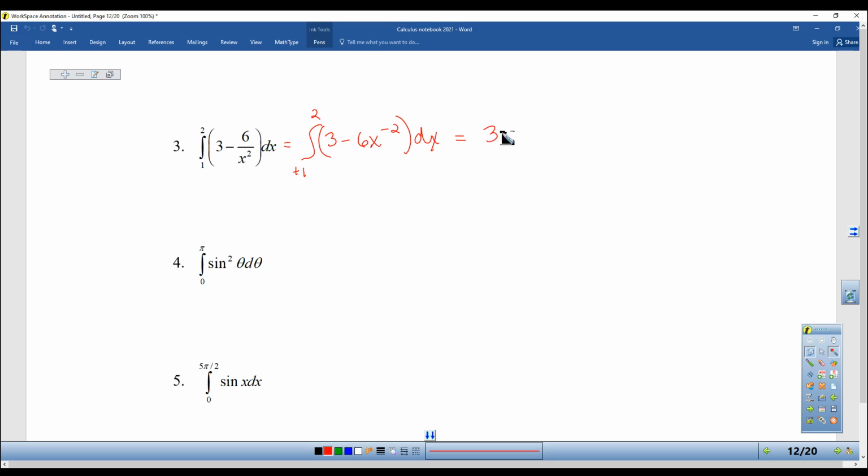So now the integral is 3x to the first over 1 minus 6x. I'm adding 1, and then I'm dividing by negative 1. So I get 3x plus 6 over x. I put my bar instead of a plus c, and I'm going to plug them in. When I plug in a 2, I get 6 plus 3. Always plug in the top one first, and then put a minus in between them. And then when I plug in a 1, I get 3 plus 6. And that comes out to be 0. 9 minus 9 is 0.